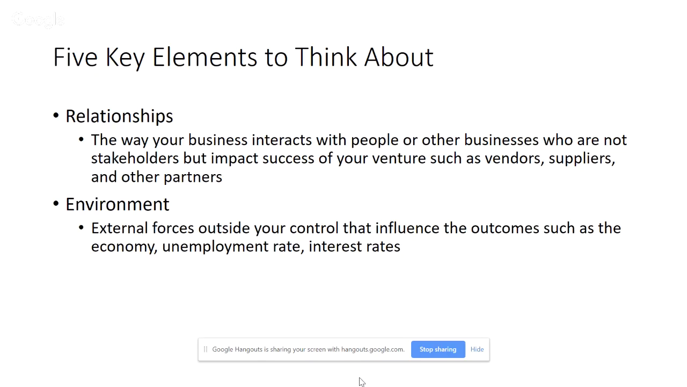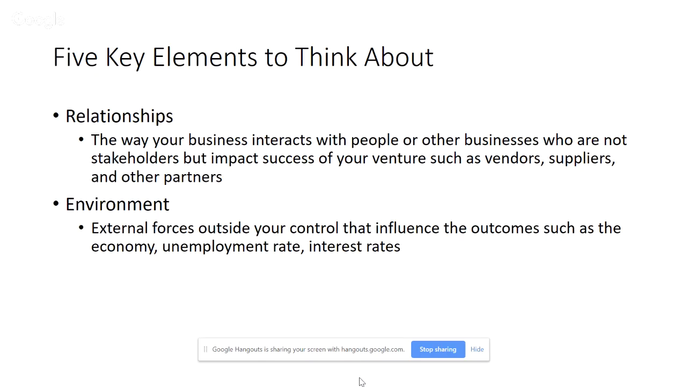Relationships. Next one, right? Relationships is really the way your business interacts with people and other businesses who are not stakeholders, but impact your business or your venture, such as vendors, suppliers, and other partners. And finally, the environment.